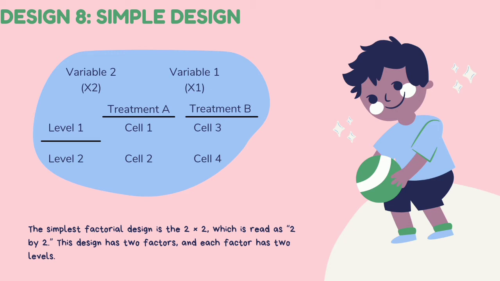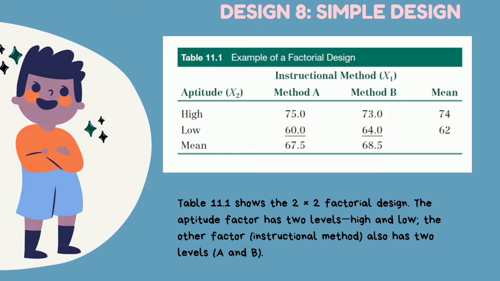In this part, there is an illustration with an example of the simple design, showing the symbols of factorial designs of the 2 times 2, which is written as 2 by 2. This design has 2 factors and each factor has 2 levels, like in this illustration. This is table 11.1, an example of a factorial design. In this table, it shows the 2 by 2 factorial design.